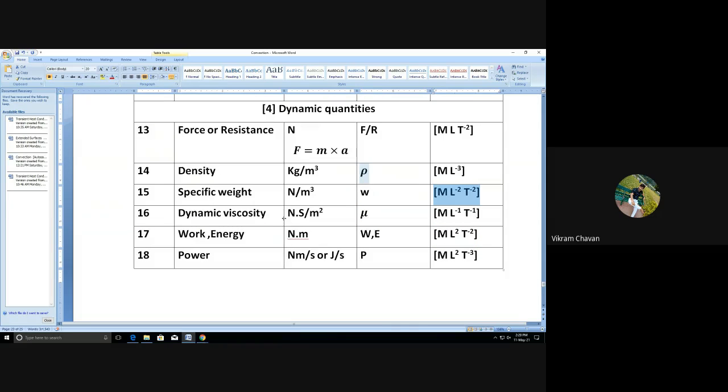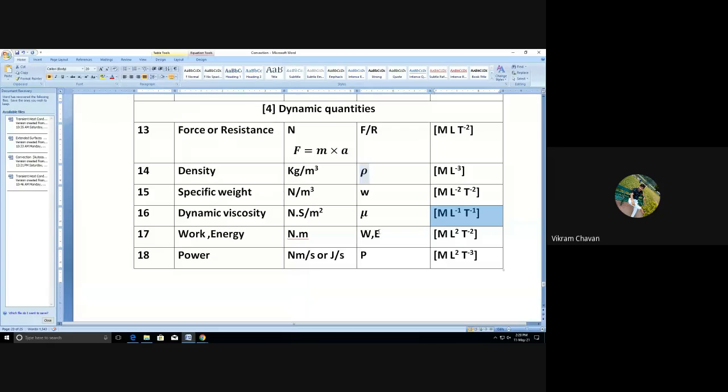In the last lecture only, we have derived the dynamic viscosity unit as Newton second per meter square. Dynamic viscosity unit is Newton second per meter square, and its symbol is mu. Now here, the Newton unit we know, and its dimensions we know, second dimension we know, and meter square dimension also we know. Just put all the dimensions, and you will get the dimensions of dynamic viscosity as M L raised to minus 1 T raised to minus 1.